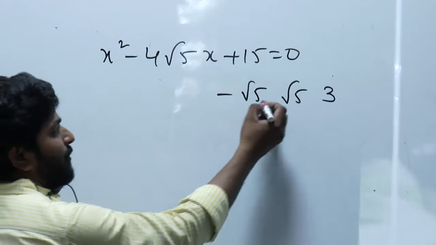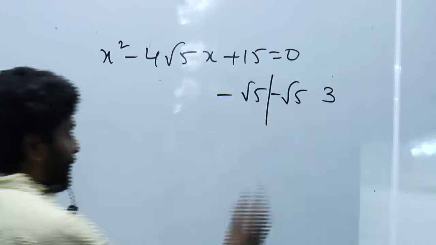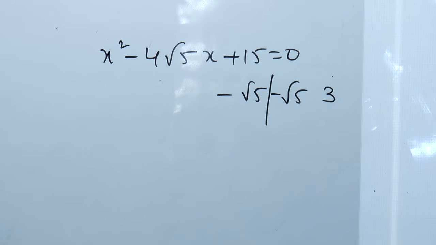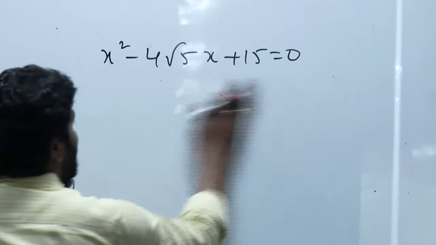Identify the numbers as minus root 5, minus 3 root 5. The product is positive but the sum is minus 4 root 5. Right? Now, let me write the combinations.